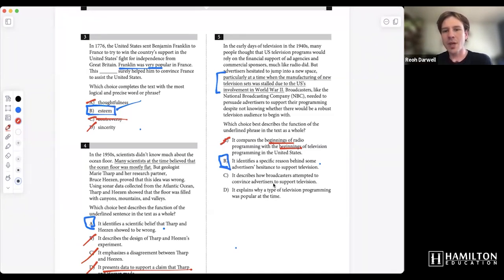Now, this passage as a whole is about how broadcasters attempted to convince advertisers to support television, right? But is this section here about that? No, that's why advertisers were reticent or nervous about it. Okay. And then finally, we don't see any type of television programming, so that's how we can get rid of D, and that's how we arrive at B for question 5.